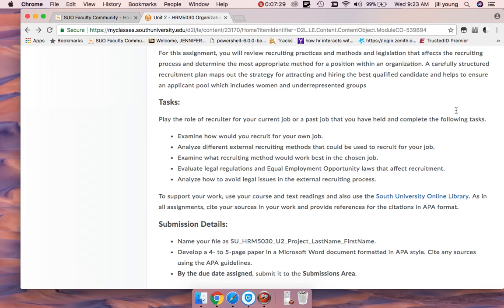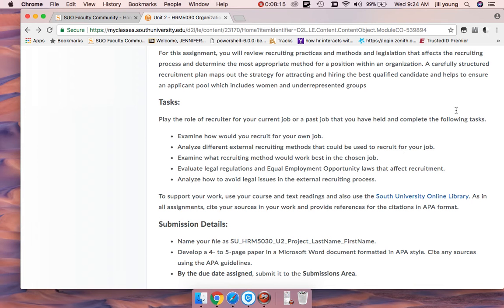But I think you can understand where I'm coming from, as far as you have to consider all the, you want to make sure there are no disparate impacts or anything like that going on. So then you're going to talk about legal regulations and EEO laws that affect recruitment. So you're going to cover the ADA. Just go through all of that and make sure that when you're talking about how you recruit for the specific job that you've chosen, you are doing it within the guidelines of equal employment opportunity laws. And make sure you review those very carefully and thoroughly.